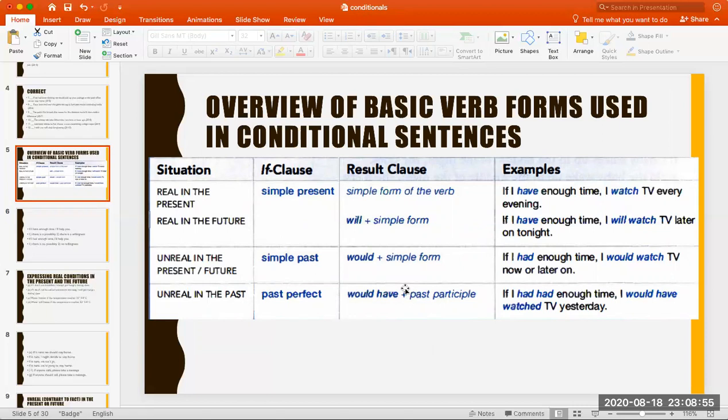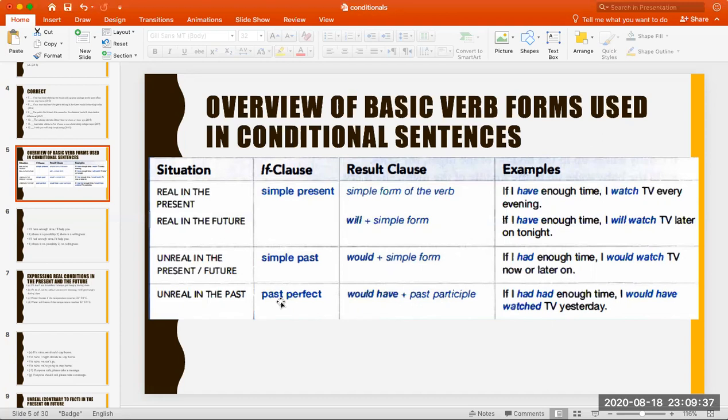But if it is likely to happen, if it is real, if it can happen, we use the first rule, present simple plus will plus infinitive. If it is impossible, almost impossible, unlikely to happen, unreal, we use the past simple in the if clause and would plus infinitive. We go up one degree. However, if something happened and finished in the past, if rule number one is likely and rule number two is unlikely, rule number three is impossible because it just happened. It just finished. It's in the past.